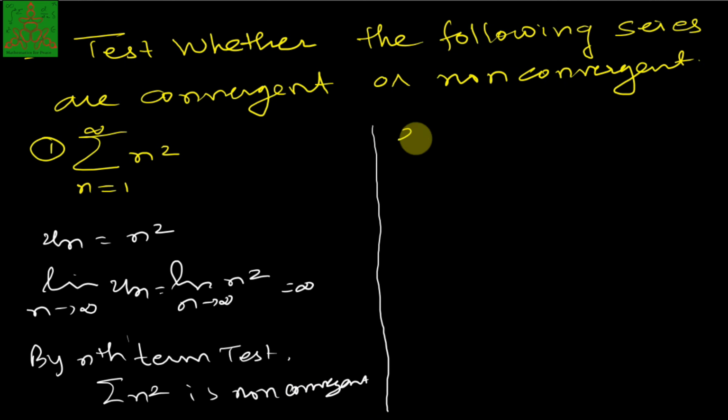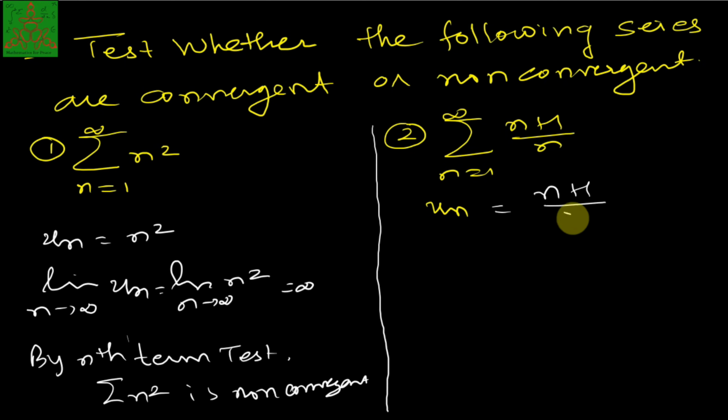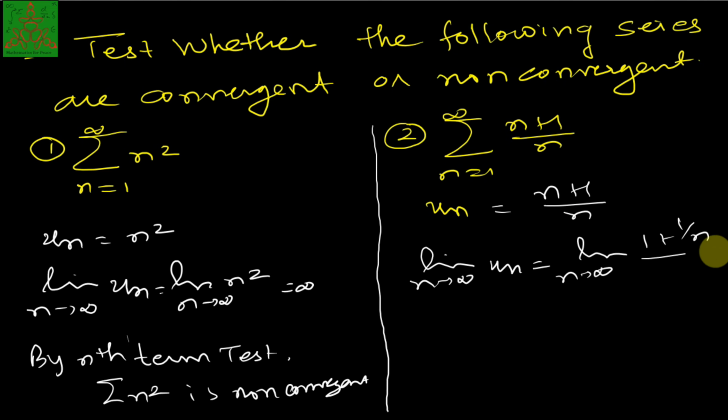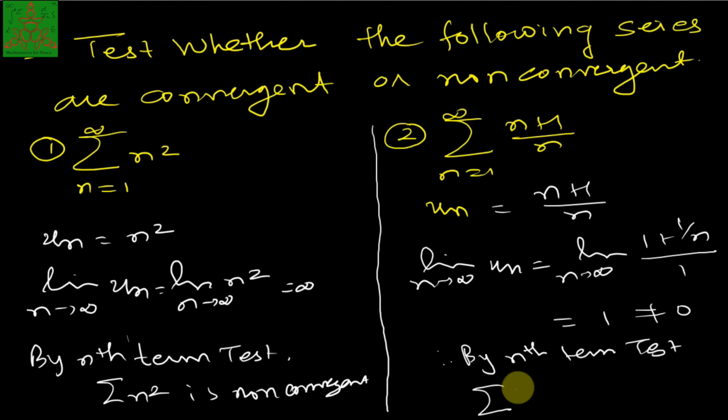Let's have another example: summation of n plus 1 upon n, n running from 1 to infinity. Here un is equal to n plus 1 upon n. If I take the limit as n tends to infinity, I can divide numerator and denominator by n. So we'll have 1 plus 1 by n upon 1. So it gives me 1, which is non-zero. Therefore, by the nth term test, the summation of n plus 1 upon n is non-convergent.